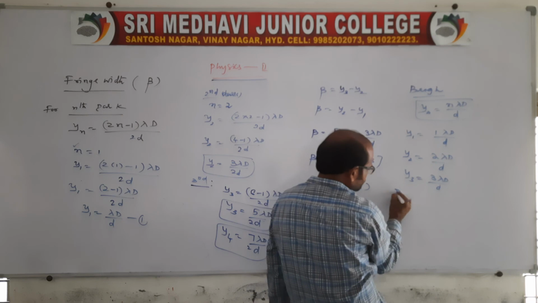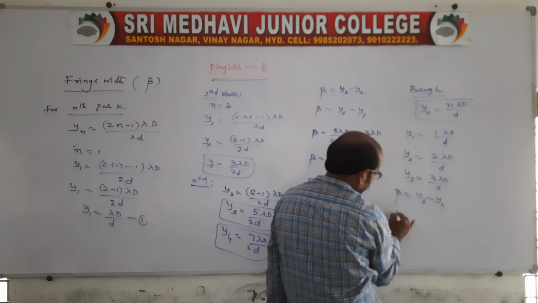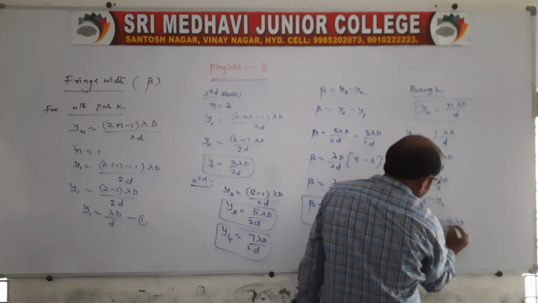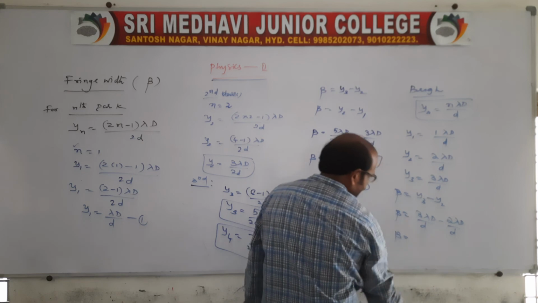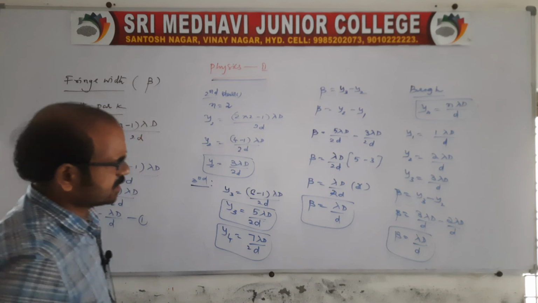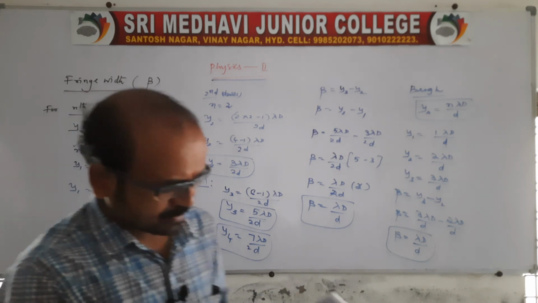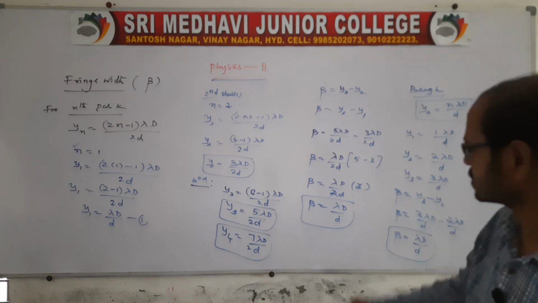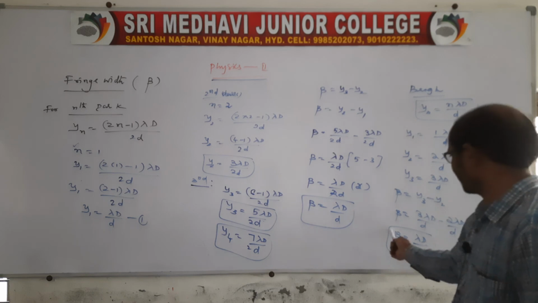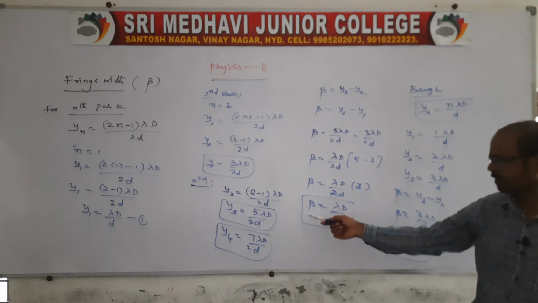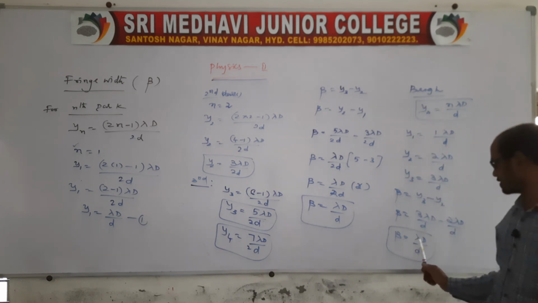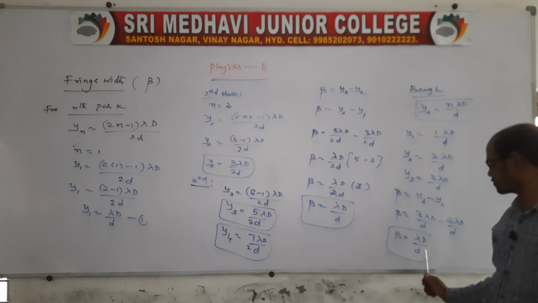So you take any two, like y3 minus y2. Therefore, beta is equal to 3 lambda capital D by small d minus 2 lambda capital D by small d. If you subtract this, we get lambda capital D by small d. You check either bright or dark, the fringe width will be the same, because for any two you check, it will be the same. Fringe width beta is equal to lambda capital D by small d.